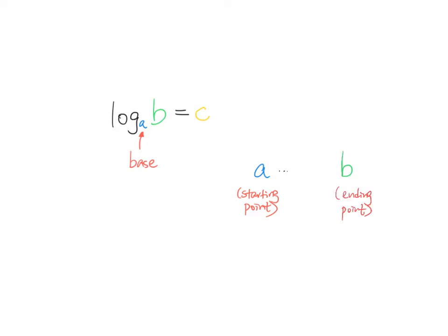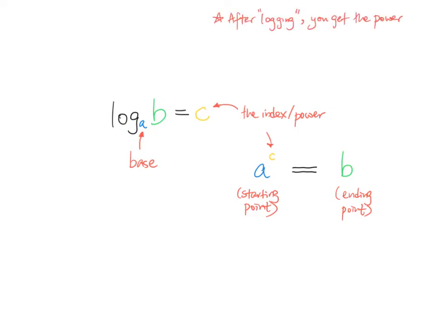If I treat B as the ending point, I need something that brings A to B, right? And C would be the means that takes us from A to B. So C is actually the index, the power to go from A to B. And C is the result after the log. So what is log? After logging, you get the power that brings you from the base to the result. So C is the index actually.